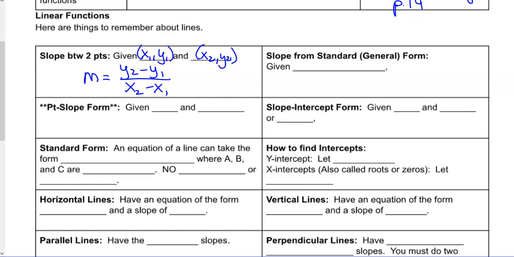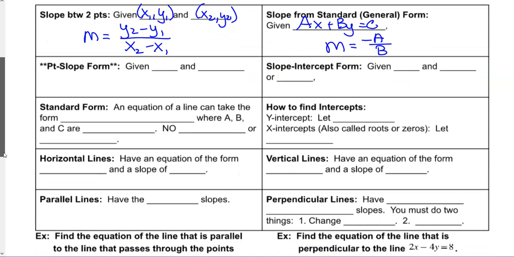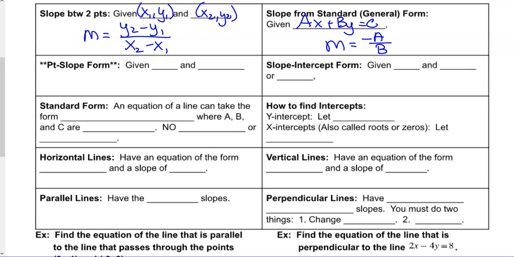Slope from a standard form. If I'm given ax plus by equals c (some standard forms are ax plus by plus c equals 0, but we're going to say the standard form is this), the slope is found by taking the opposite of a over b: the opposite of the coefficient of x over the coefficient of y. So that's kind of a shortcut. You don't have to solve for y equals mx plus b. You can, if you want to, and pull out the coefficient of the x, but you don't have to.